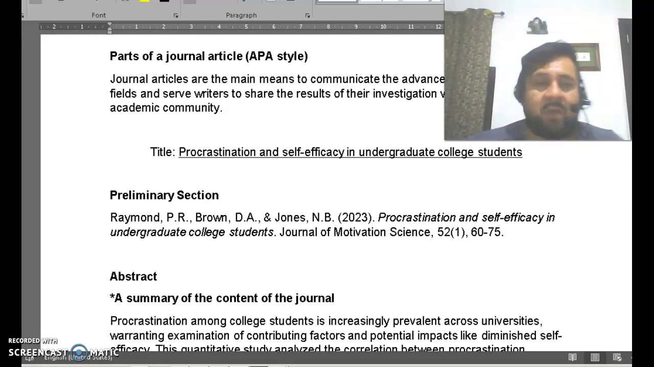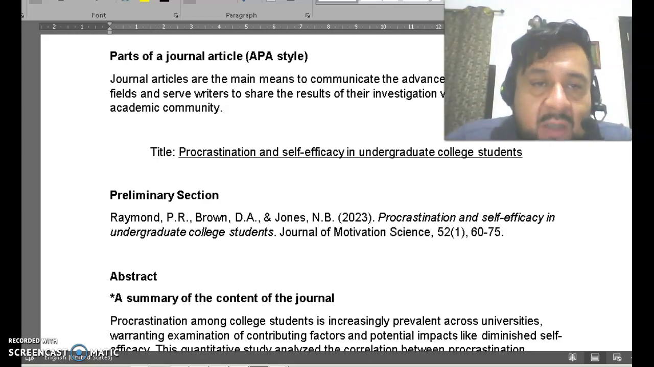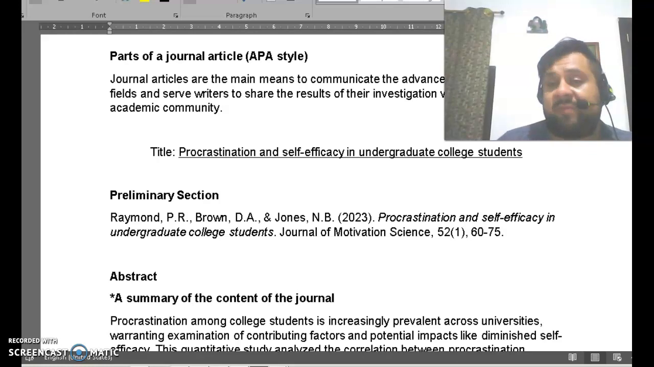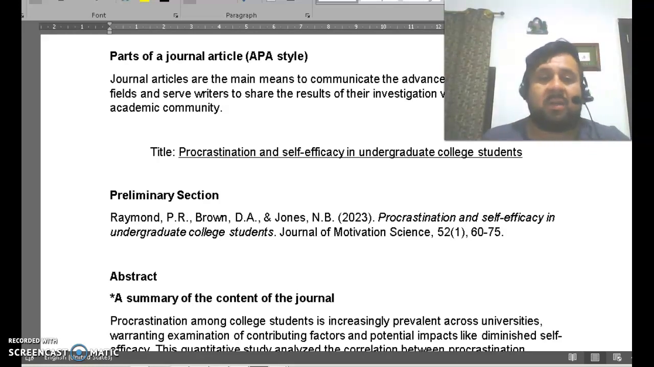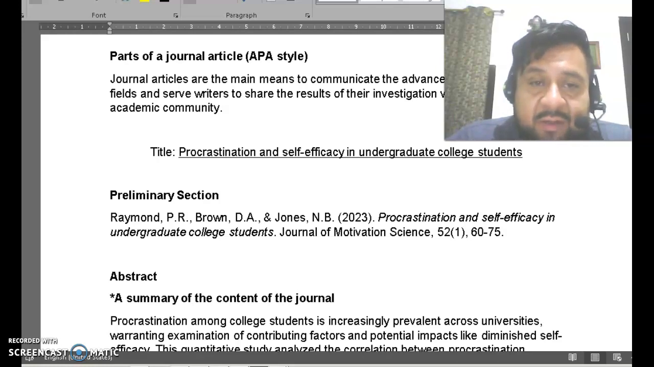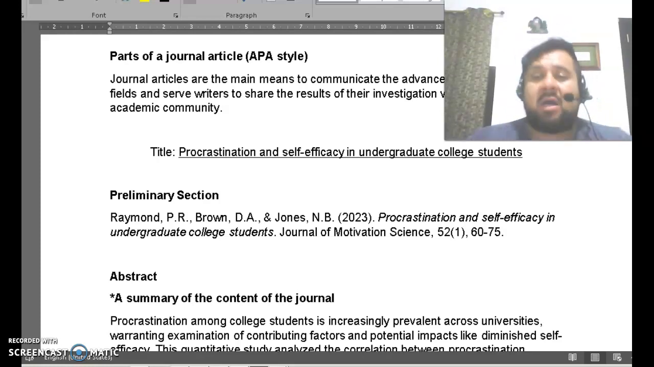Here today we are going to talk about the parts of a journal article in APA style. As we know, the parts of a journal can be different, but we are going to talk about the APA style. Journal articles are the main means to communicate the advances in research in all fields and serve writers to share the results of their investigation works with all the academic community. Now here we are going to start.